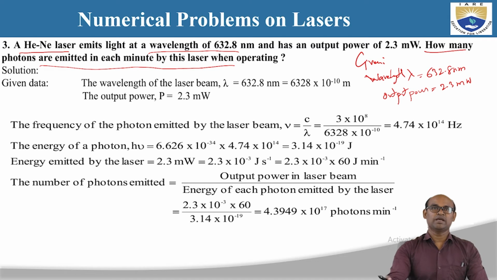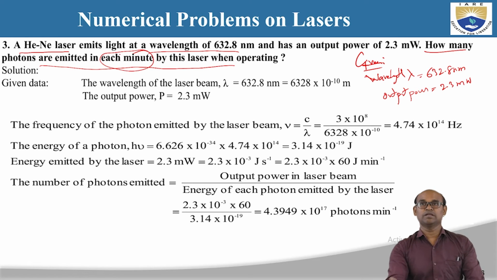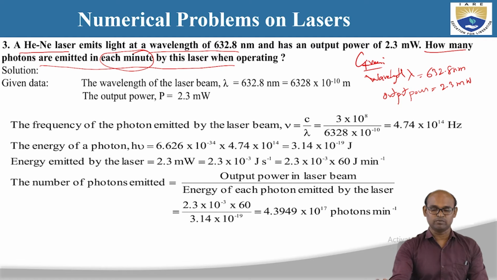So they are saying that a helium neon laser emits a laser beam of wavelength 632.8 nanometers, and the output power is 2.3 milliwatts. For such a laser beam, how many photons are emitted each minute? That is what we are going to calculate. These are the given input parameters, wavelength and output power. Now we have to calculate the number of photons emitted each minute. We have to calculate not per second, but per minute.